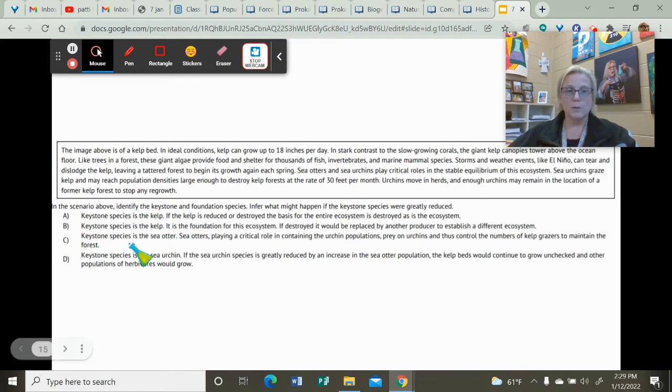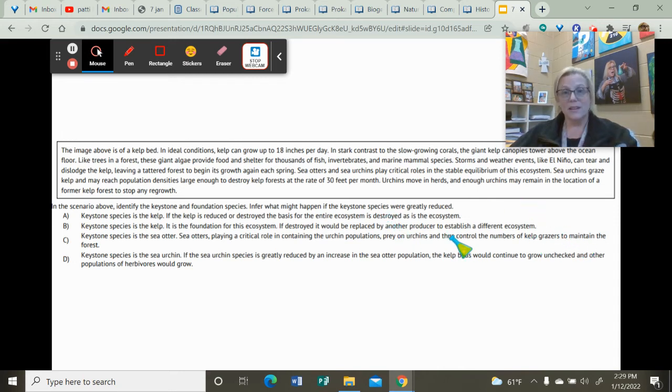So really your correct answer here is going to be C, that your sea otters play a critical role because they prey on the urchins and they control how many of them are there to graze the kelp.